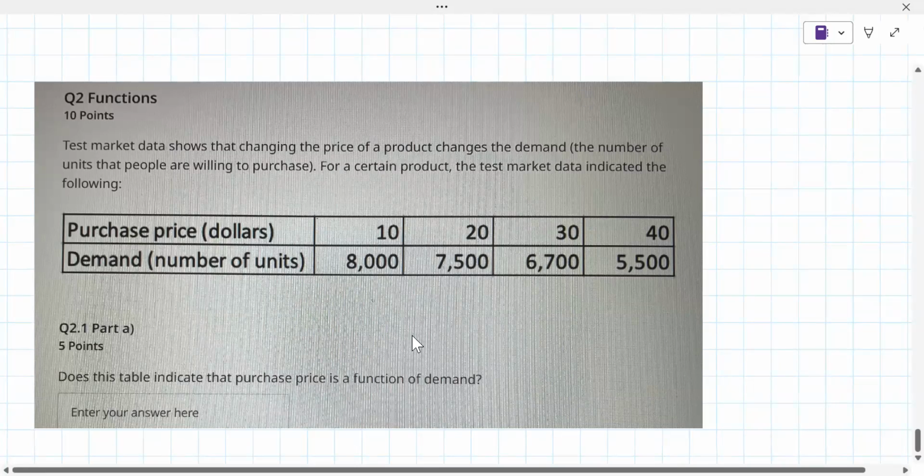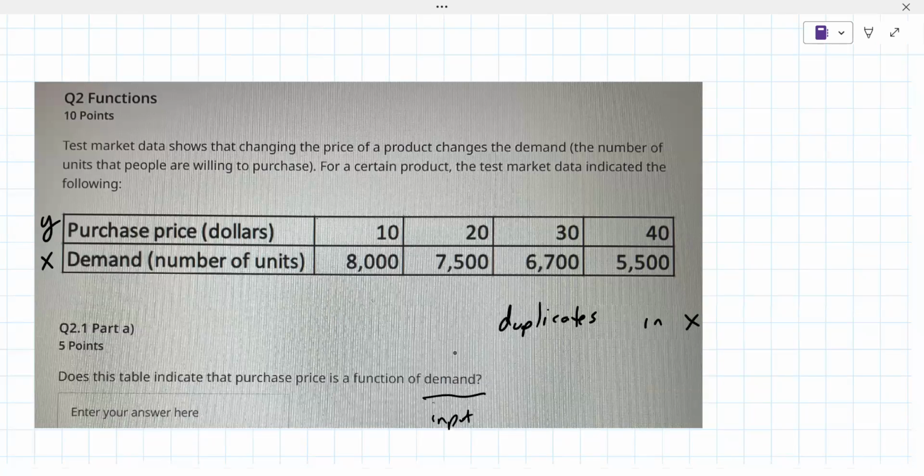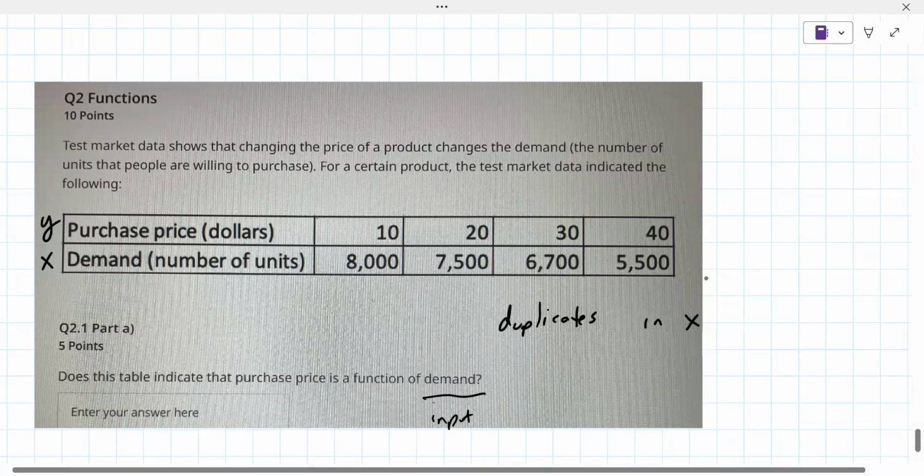All right. So does this table indicate the purchase price is a function of demand? What you're looking for, function of demand, that's the input. So you want to think of that as X, purchase price is Y. So what you're really looking for in functions are duplicates in X. And there are no duplicates. So this one is, and this is one of those again where I probably want to ask my instructor, is it okay just to say yes, or do you need to give more information?